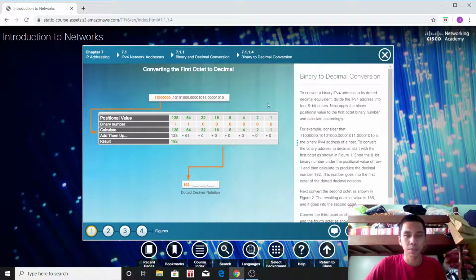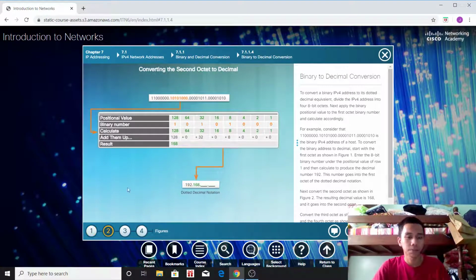Then binary to decimal. To convert a binary IPv4 address to its dotted decimal equivalent, divide the IPv4 address into 4 octets of 8 bits. Next, apply the binary position value to the first octet binary number and calculate accordingly.